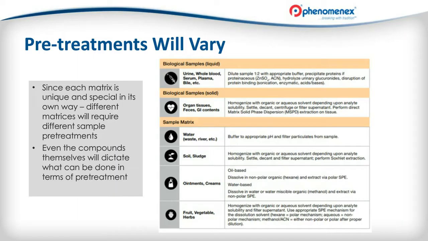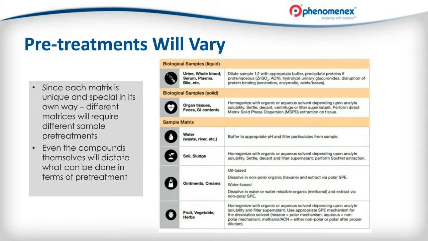Okay, so we're going to move into pre-treatment now. This is actually very important, and this is pulled from one of our brochures. Ultimately, the take-home for me is that each matrix is different and is going to require a different type of pre-treatment. That being said, it's also not that simple, because the type of analyte that you're analyzing has a lot to do with what pre-treatment you end up choosing.